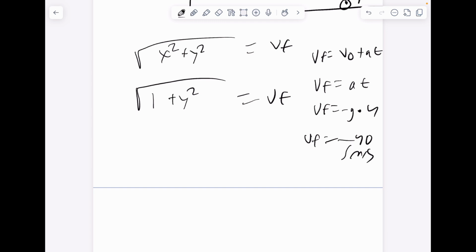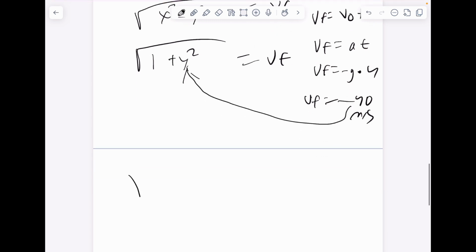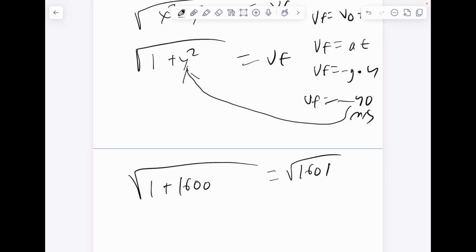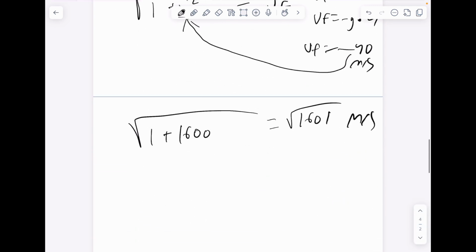Now let's put it back into our original equation. So we get 1 plus 40 squared, which is 1600. And then when we solve for this, we just get the square root of 1601, which I'm not sure exactly where that falls. It would have to be between 40 and probably 41-ish. So your final velocity right before you hit the ground will be the square root of 1601.